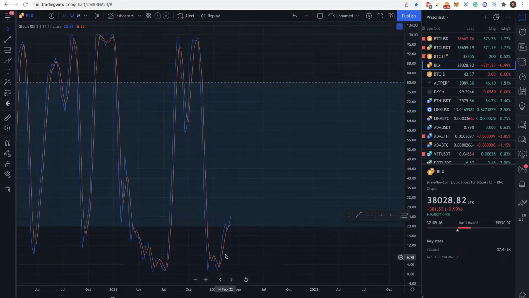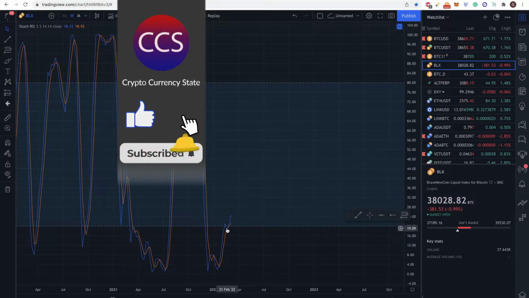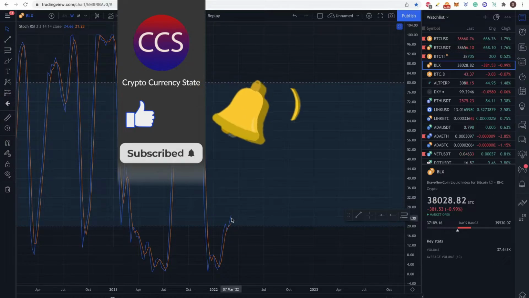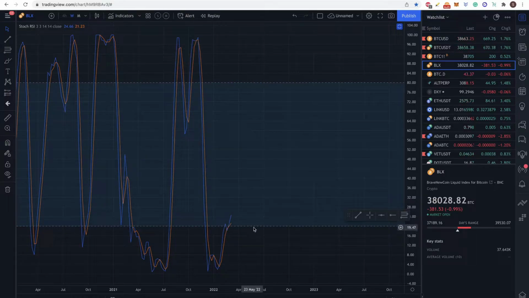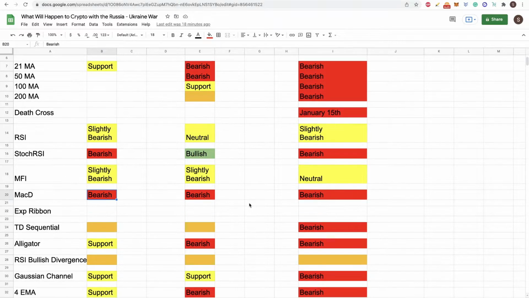Let me zoom a little bit. You can see how we almost crossed it bearish here below the 20 level, but then we managed to cross it above, and right now this is bullish. We are above the 20 level on the stochastic RSI and this is looking bullish. So that is why in here we have the stochastic RSI super bullish right now.